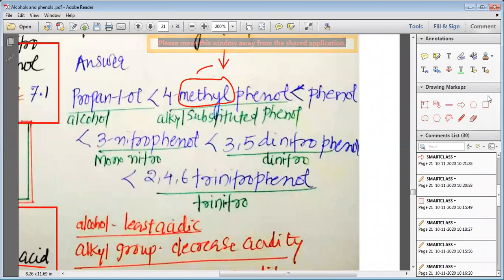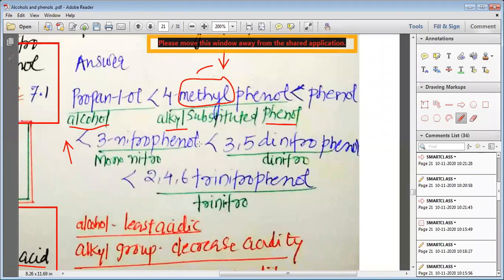But when we have the nitro group, you can see that the nitro group will increase the acidic character. We have even studied that alcohols are less acidic than phenols. So you can see that propan-1-ol is less acidic than substituted phenol. Now phenol is substituted with the alkyl group or methyl group, and that is why the acidity of phenol is decreased, and that is why 4-methylphenol is less acidic than phenol.